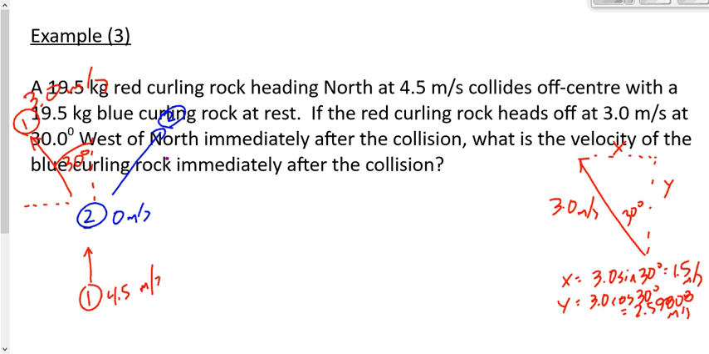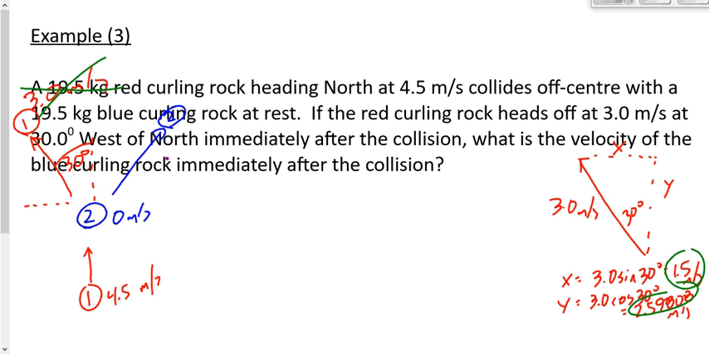We don't care about that 3 meters per second anymore. Ever again. Look at it and say, I never want to see you again. We don't deal with that anymore, right? We've already dealt with it. Now all we're going to worry about is the 1.5 and the 2.59.